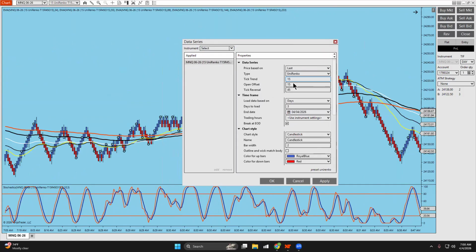Then the open offset has to be the same number as the tick trend, and the tick reversal has to be triple whatever the tick trend number is. That's how you get these types of median Renko candles, okay? If I were to make these both five, and I made this five as well, and I click apply.